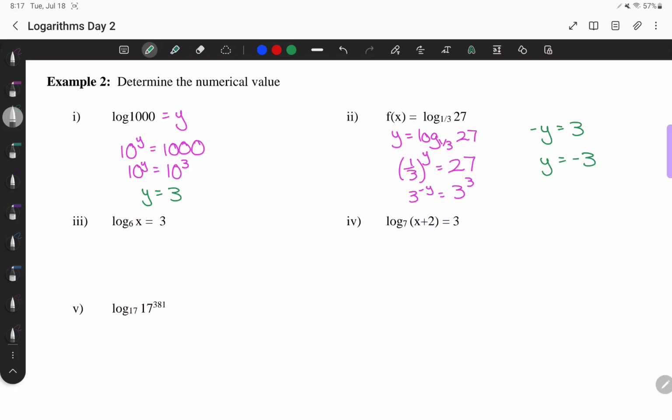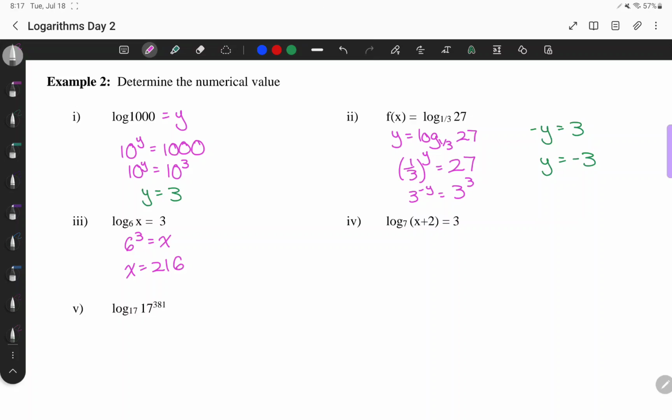Okay, next one. For the next one, we have log base 6 of x is equal to 3. We're going to try and find x. Again, we'll rewrite: 6 to the power of 3 is equal to x. And we can evaluate that. x is equal to 216.